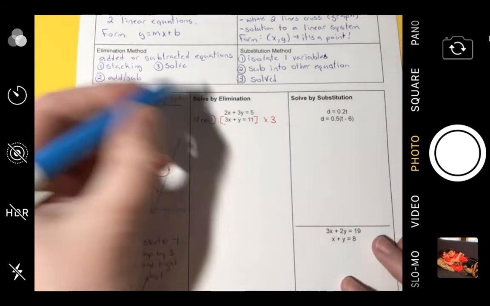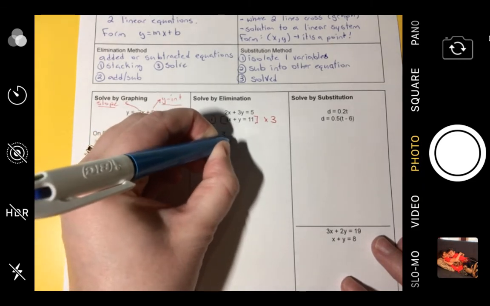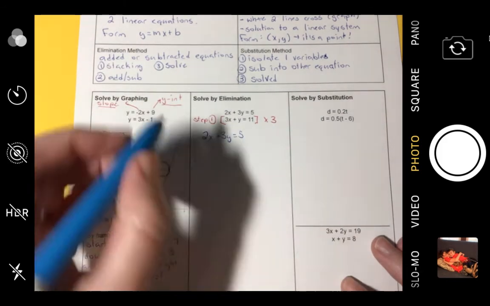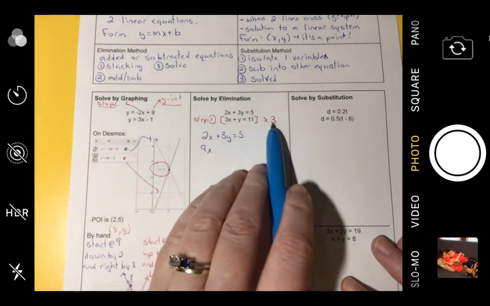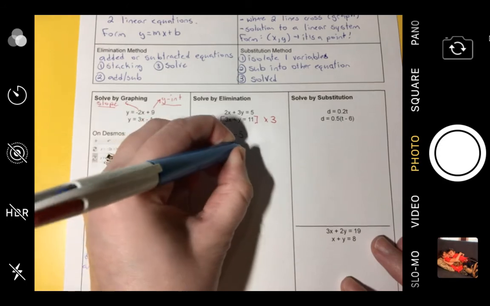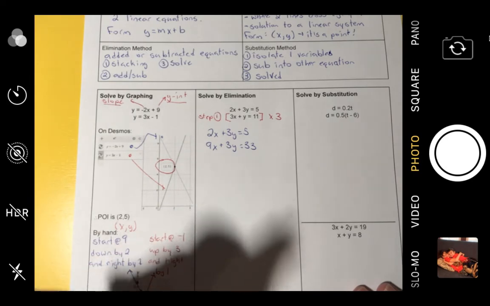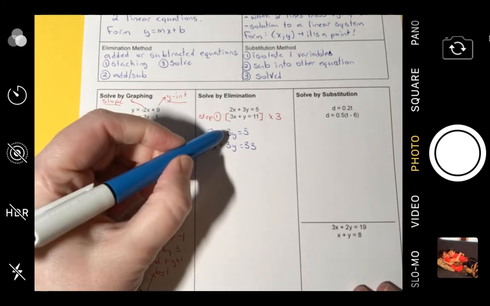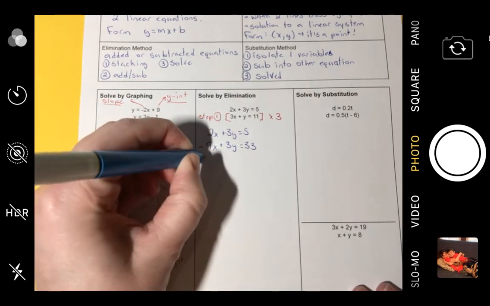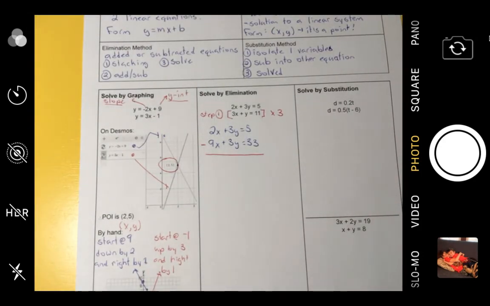So if I multiply that by 3, we're going to have 2x plus 3y equals 5. And now I'm going to multiply this by 3. So 3 times 3 is 9x. 3 times 1 is 3y. And then 3 times 11 is 33. So now we're stacked. So now are we going to add or subtract? Well, if I want to get rid of my 3y's, I have to subtract, don't I? Because if I added 3y plus 3y, I would get 6y, and that doesn't get rid of the y's.